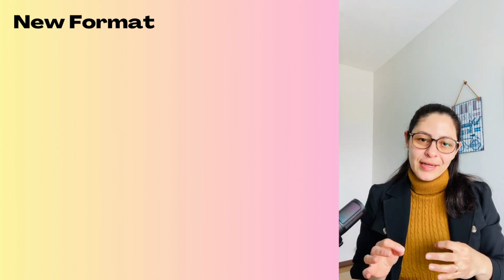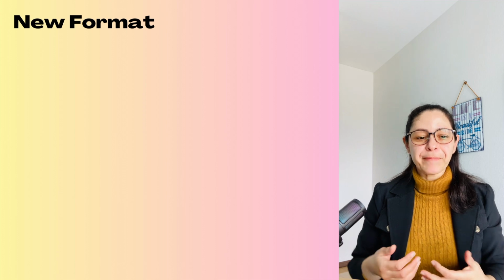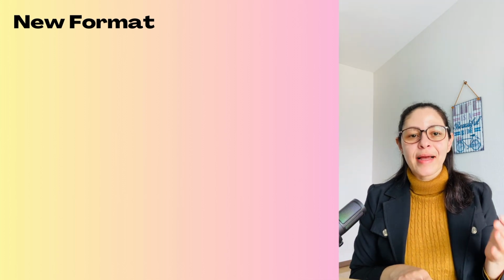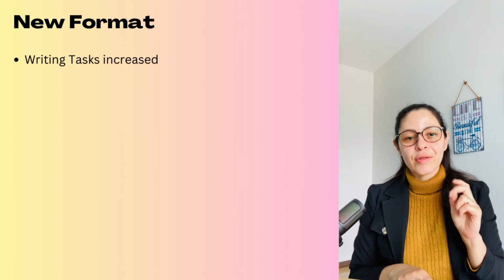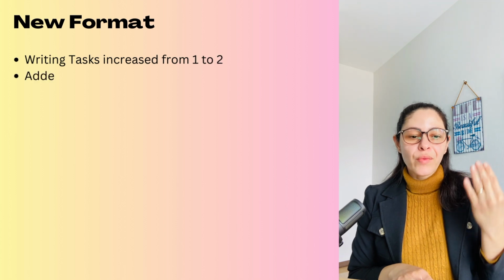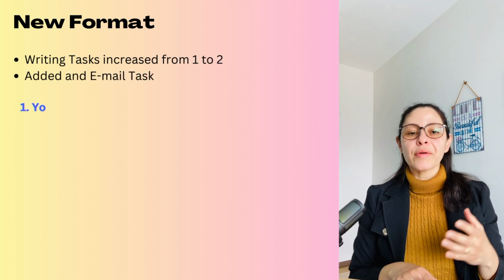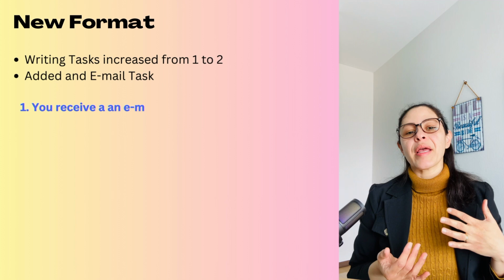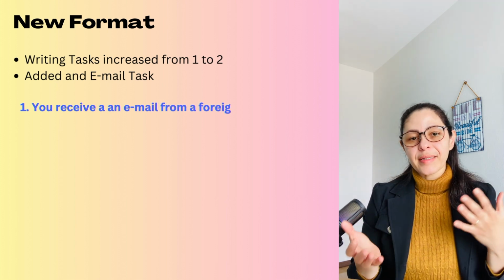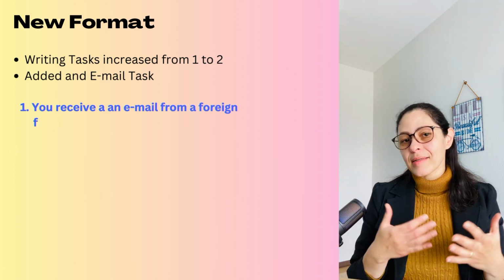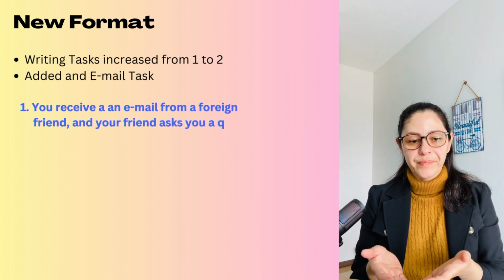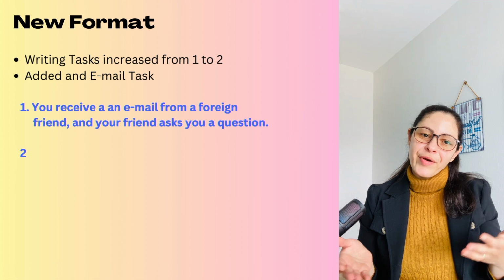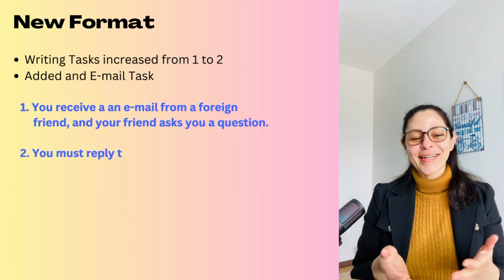So let's start talking about these changes, okay? The first thing, the number of tasks has increased from 1 to 2 tasks. So we have one email task. We are going to receive an email from a foreign friend, and this friend is going to ask us a question, and we are supposed to answer the question. And of course, our answer should be in English, right?